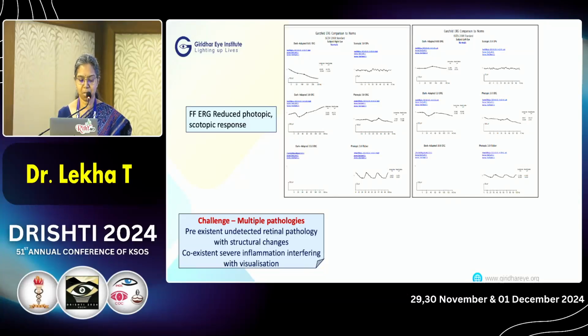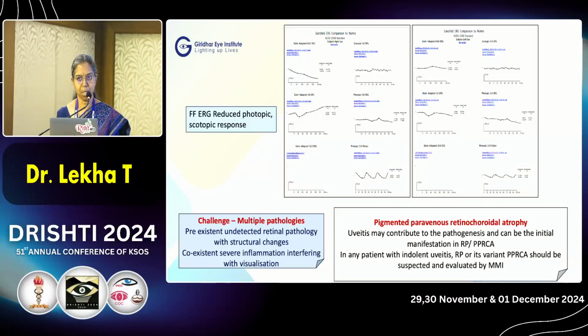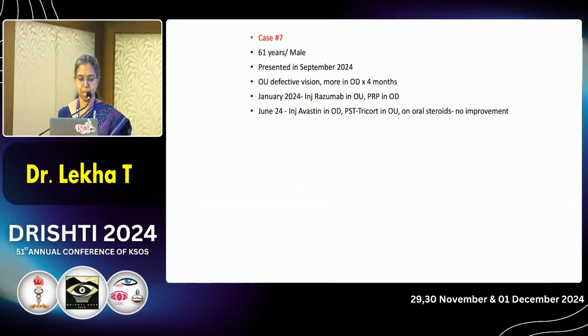So here the challenge was because of multiple pathologies, and we were unaware of the pre-existent undetected retinal pathology, and the coexisting inflammation was interfering with the visualization. So please remember, uveitis can contribute to the pathogenesis, and it can be the initial manifestation of these kind of retinal dystrophies. So in any patient with indolent uveitis, RP or its variant should be suspected and ruled out by MMI.